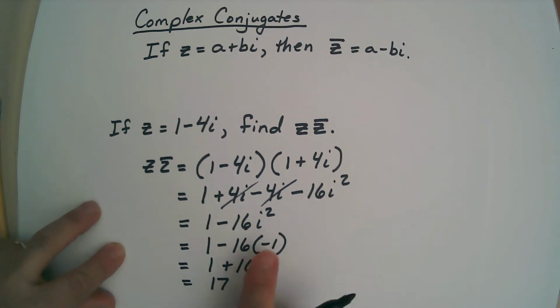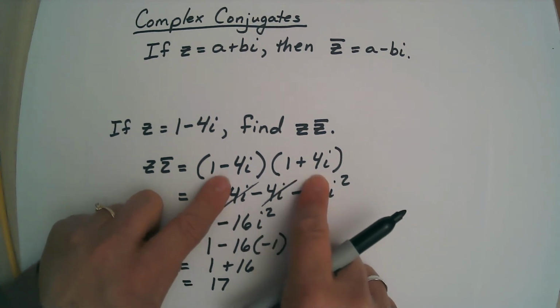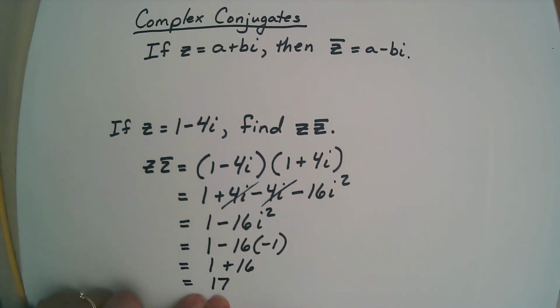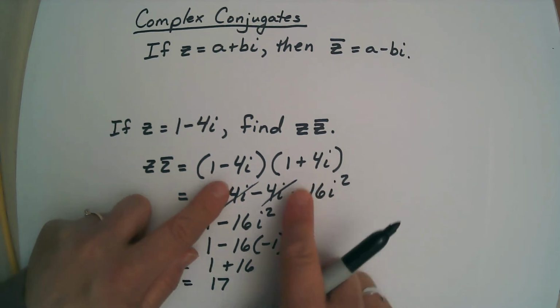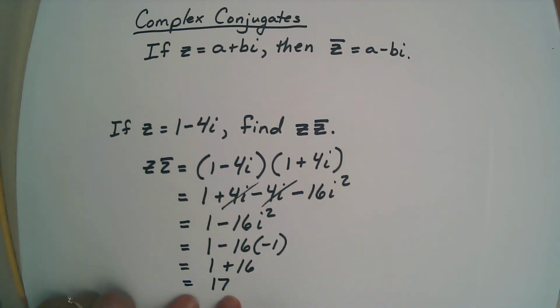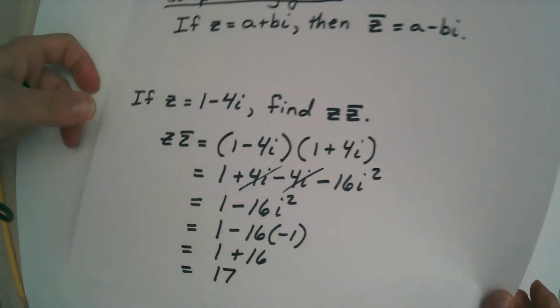So notice we multiplied two non-real numbers together, and the product was real. If you multiply complex conjugates together, your result will always be real, and that ends up being important a couple of examples from now.